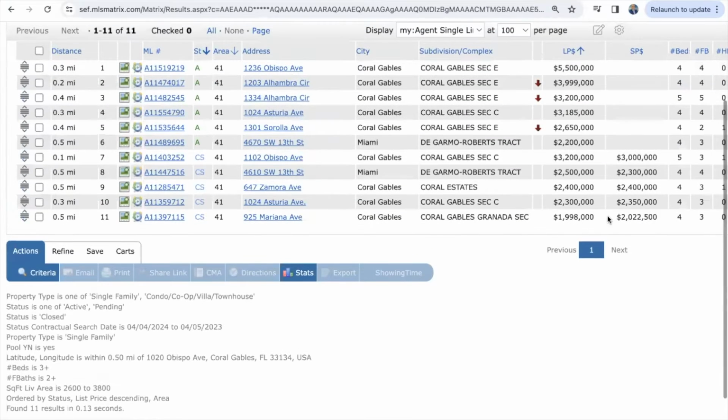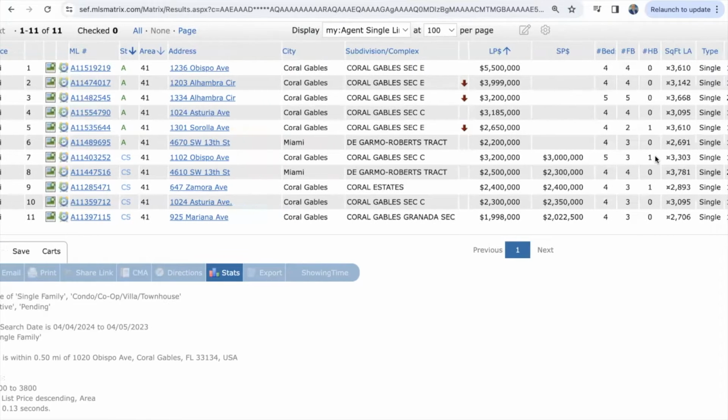And now we have a good idea what properties in this area that are comparable to my subject property are worth anywhere from $2 to $3 million. All right. Or at least it's not $4 and $5 million. So anywhere from 2 million as a minimum to 3 million as a max. Now the 3 million is a 5-bedroom home, but it's 3,300 square feet. Our subject property, to be exact, I believe it's about 3,265 square feet, something like that. So it's really close in size.